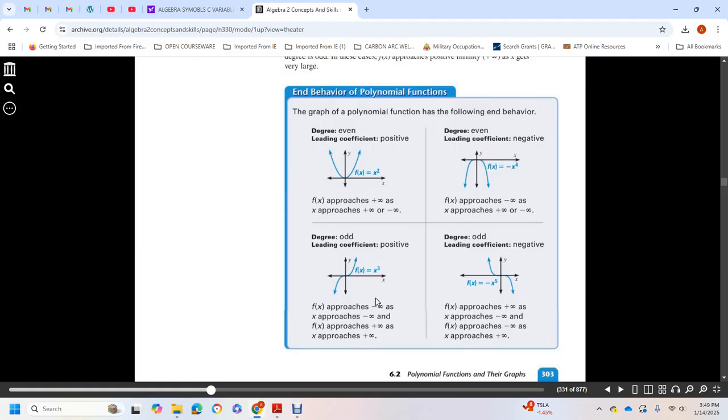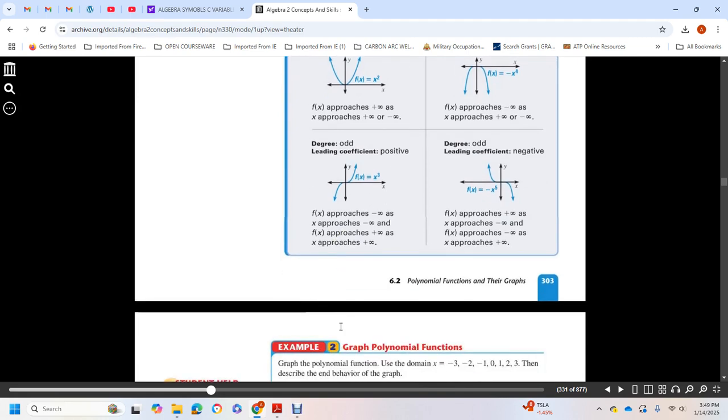The degree is odd, leading coefficient is positive. f of x approaches negative infinity as x approaches negative infinity. f of x approaches positive infinity as x approaches positive infinity. Degree odd, leading coefficient negative. f of x approaches positive infinity as x approaches negative infinity. f of x approaches negative infinity as x approaches positive infinity.